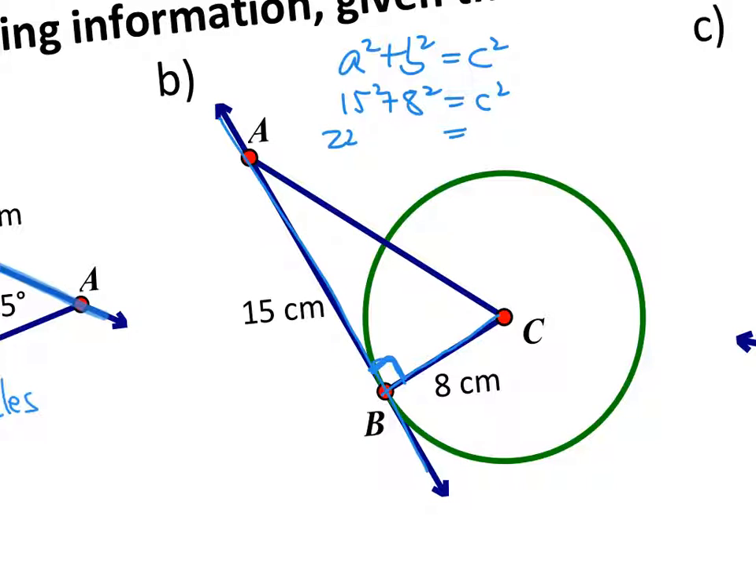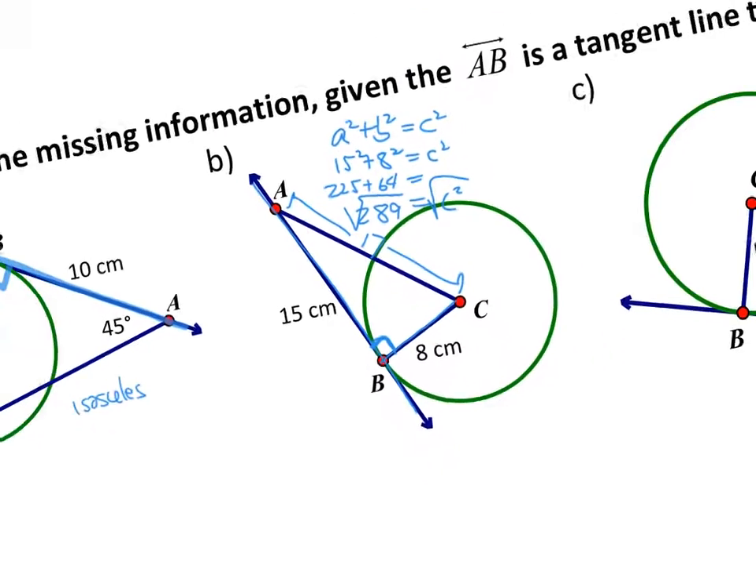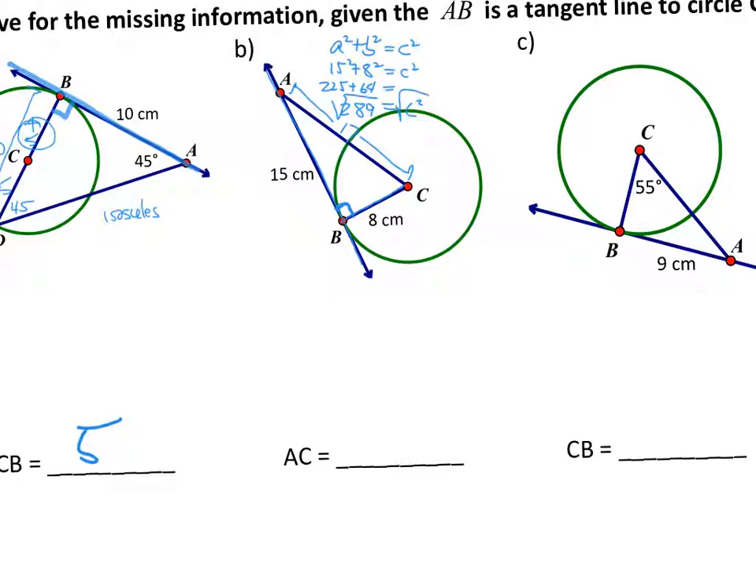So 225 plus 64. If I add those up, that is 289. c squared is 289, so c is equal to 17. So side AC has to be 17. So that answer there is 17.